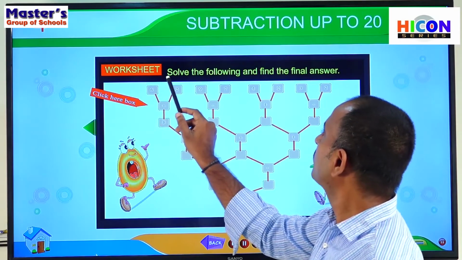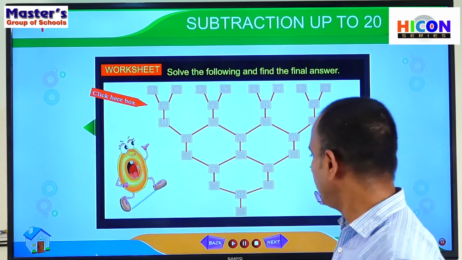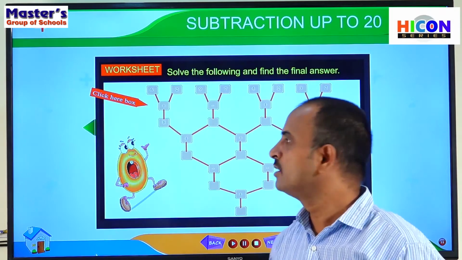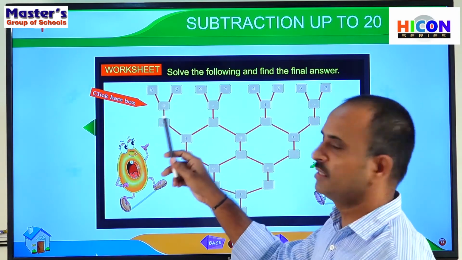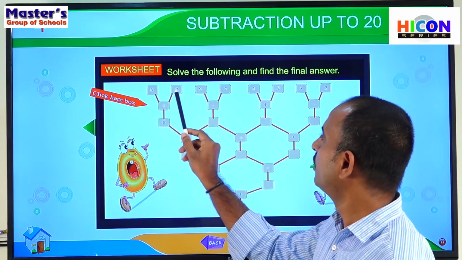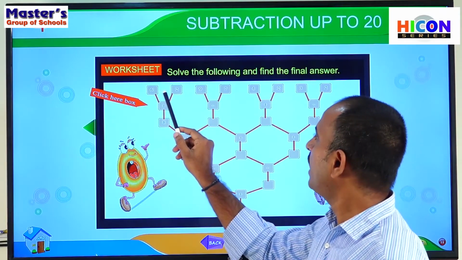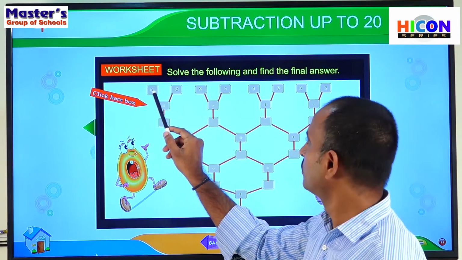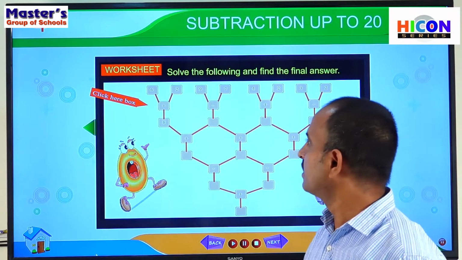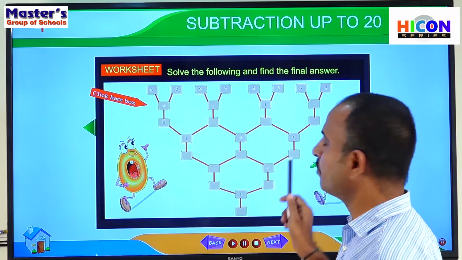So look at the problem. Solve the following and find the final answer. The final answer will be obtained by carrying out both additions and subtractions. So let us start this worksheet. So here, see the first 2 numbers are 6 and 2. And they have given a symbol plus. So if we add 2 to 6, we will obtain 8 as the answer. In the same way, we have to carry out and fill the remaining boxes.